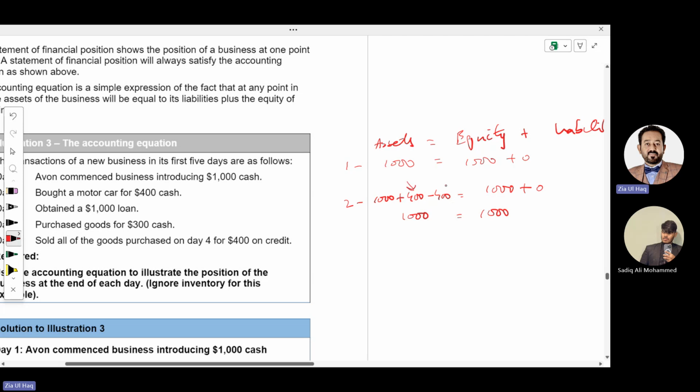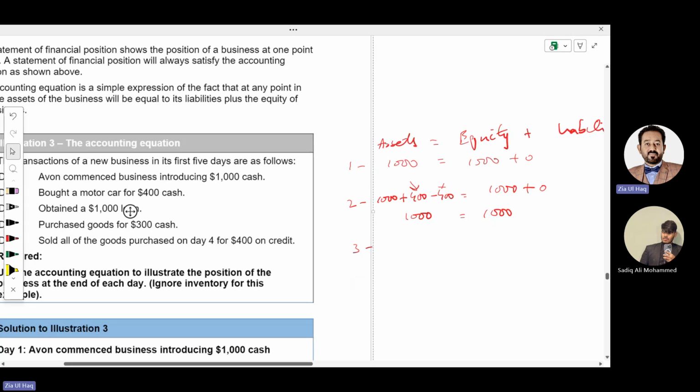This motor vehicle coming in, cash going. Number 3. So loan, what is loan? Cash. So 1,000 was there, first 1,000 more coming. 1,000 was capital and 1,000 liability will increase. So it will become 2,000 is equal to 2,000. It will be like 1,000 capital plus 1,000.